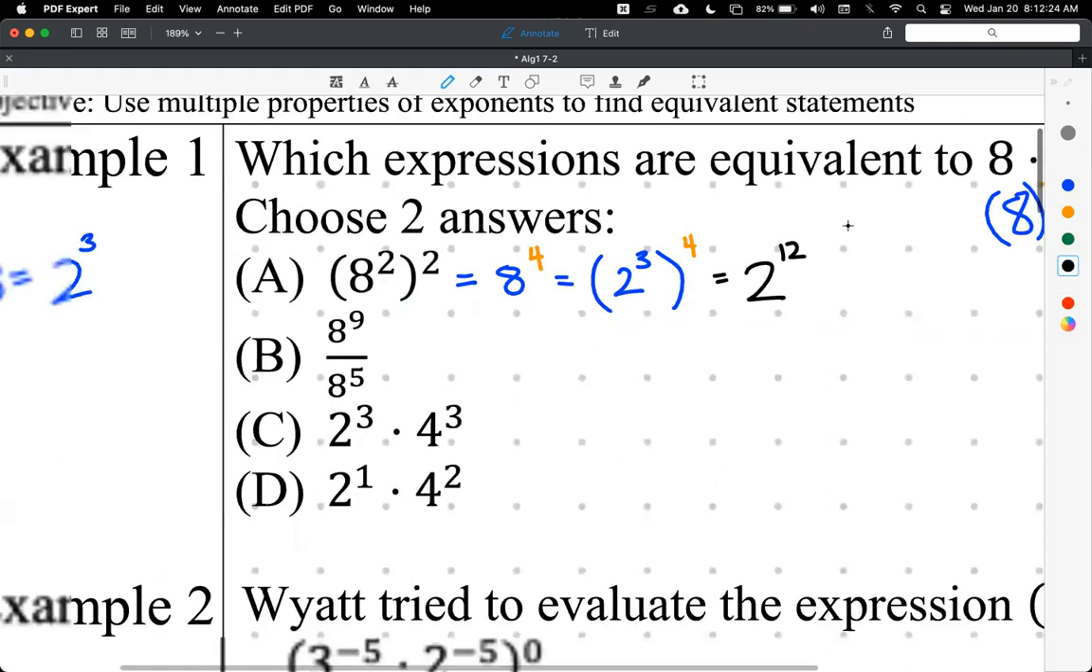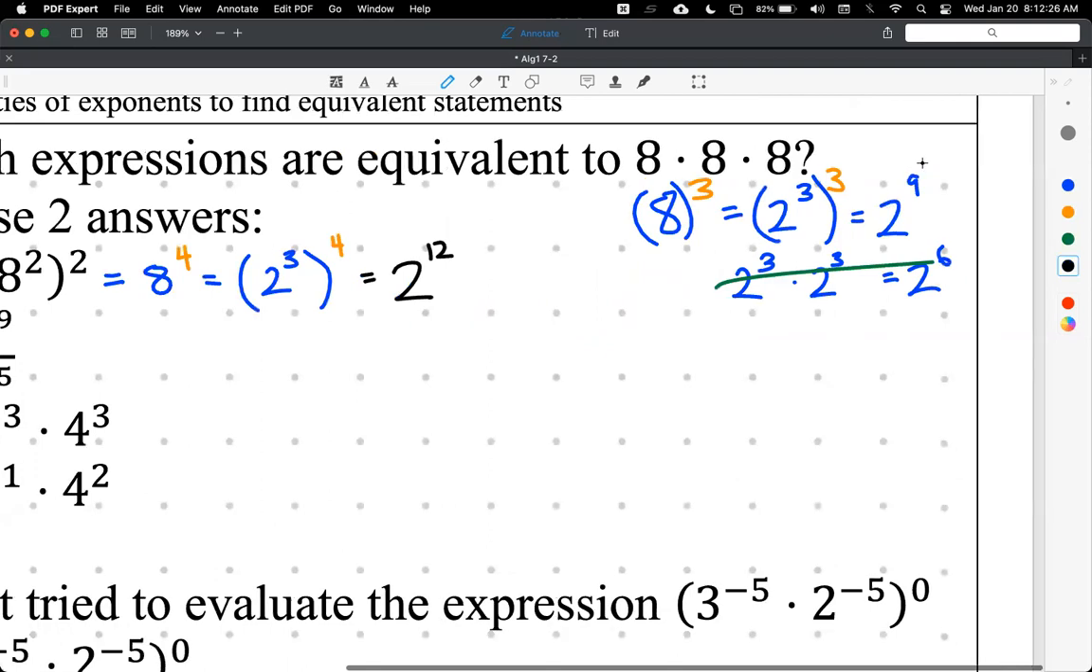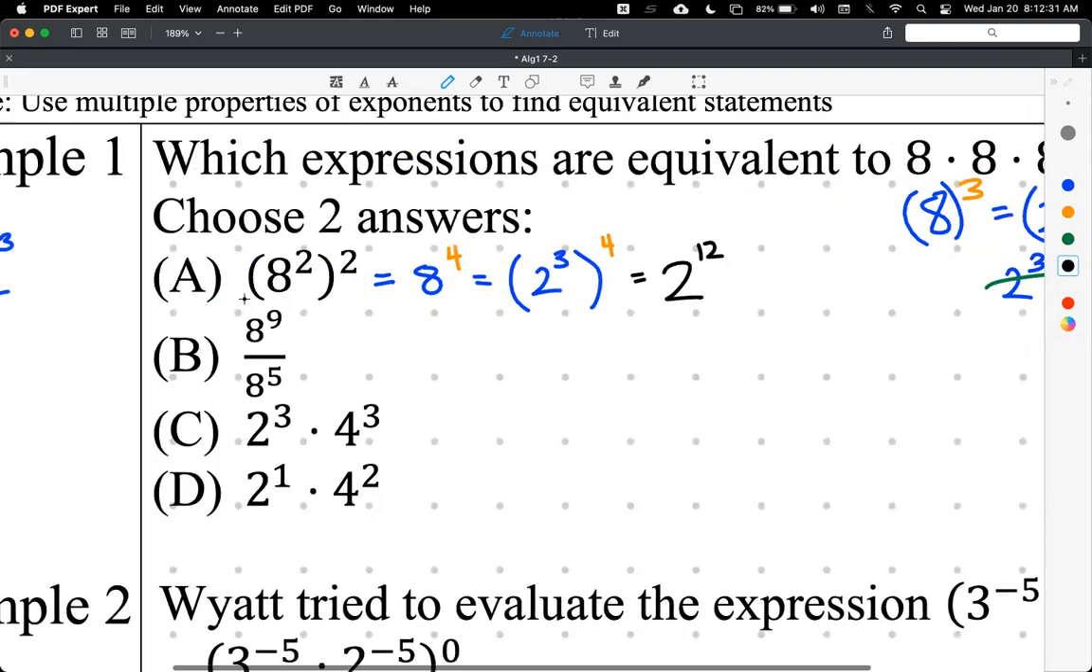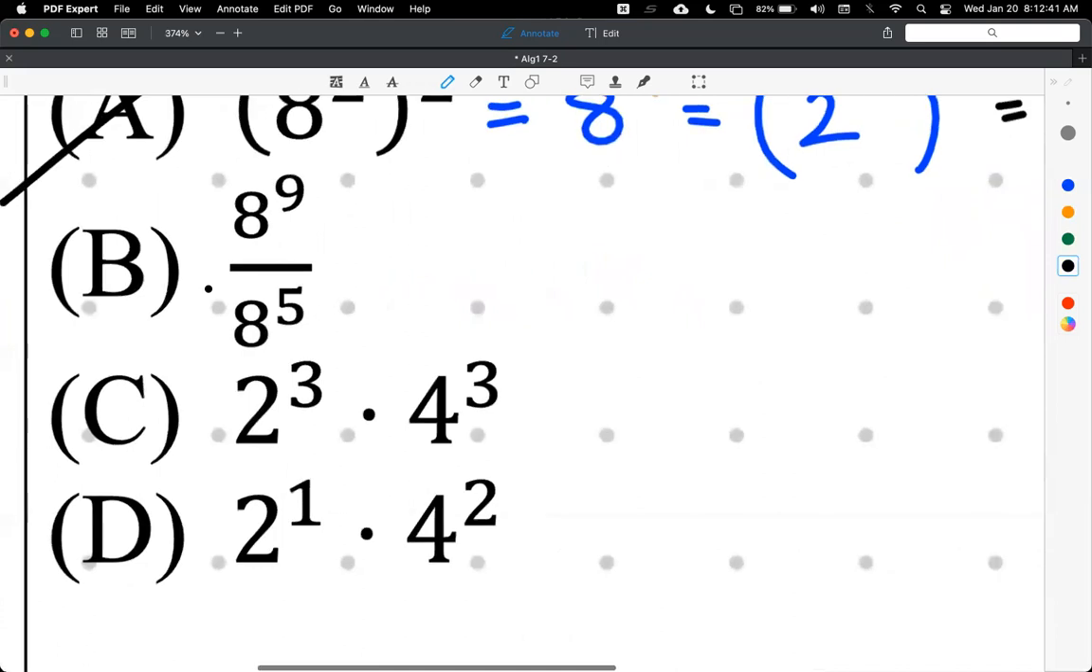Okay, and then I zoom back out. We're looking for 2 to the power of 9. This is not 2 to the power of 9. That's 2 to the power of 12, so that's not the answer. Cross it off. No, it's not A. Let's go again. Let's look at part B.